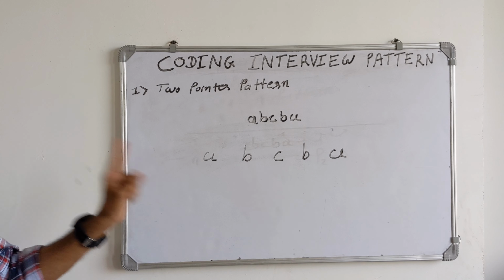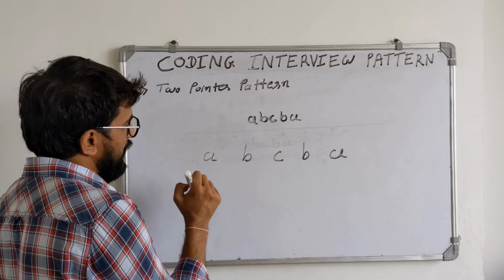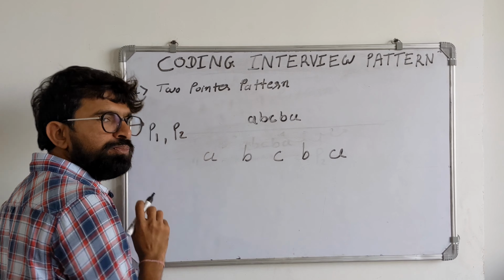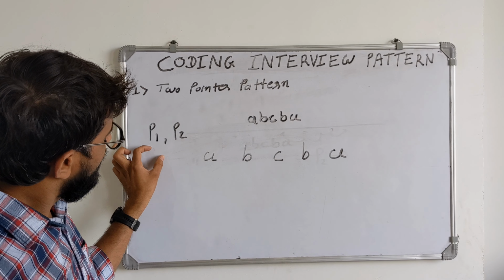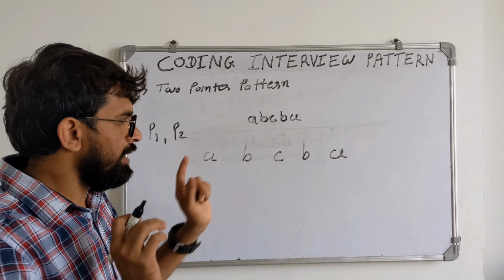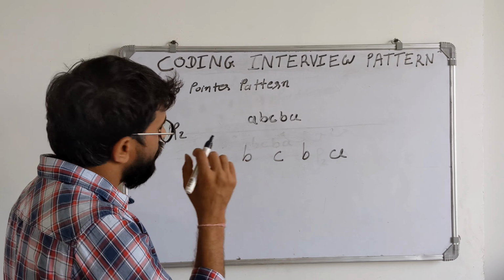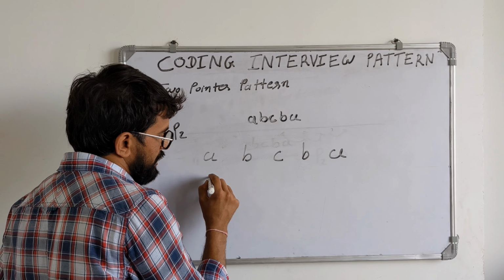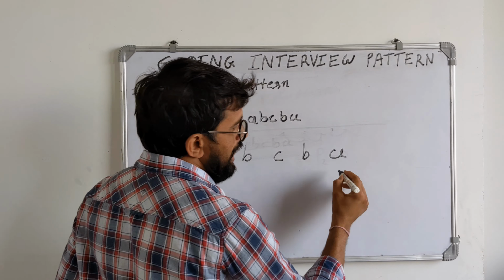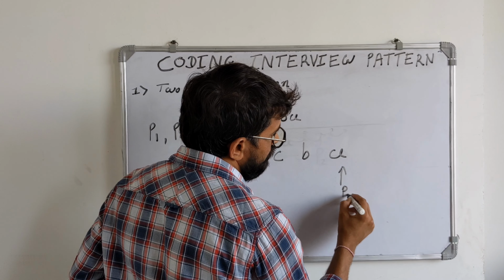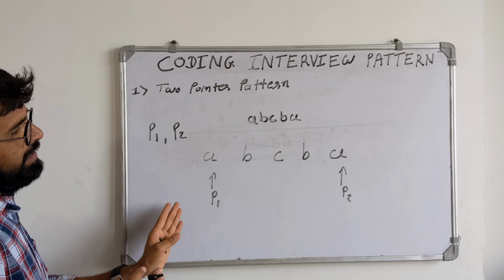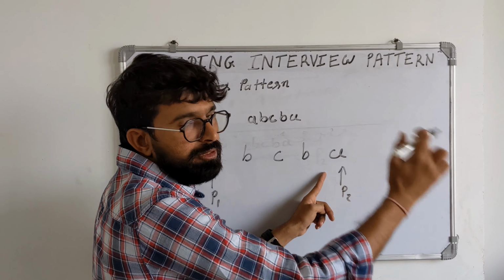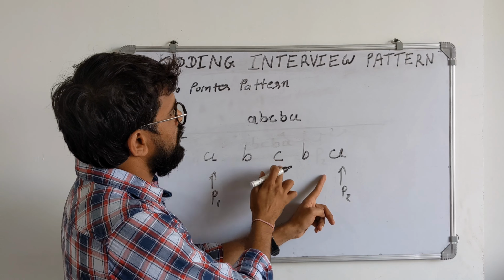Now we said we will take two pointers, which are our P1 and P2. These pointers can be put at any place and can move in any direction. In our case, as per our problem's solution, we will start the P1 from here and we will start the P2 pointer from here. This is the 0th index, and this is string length minus 1. The string length is 1, 2, 3, 4, 5.